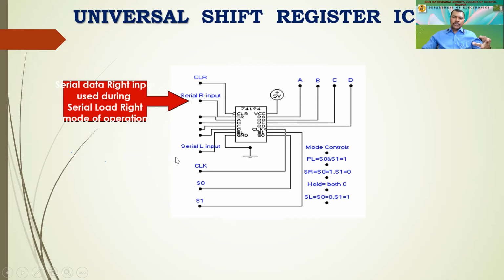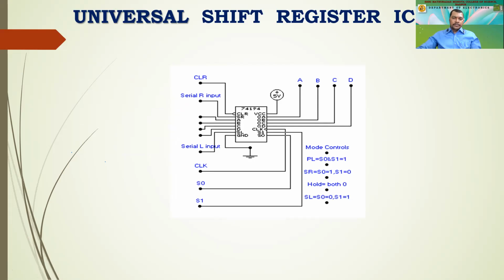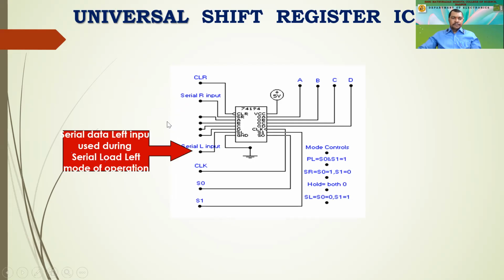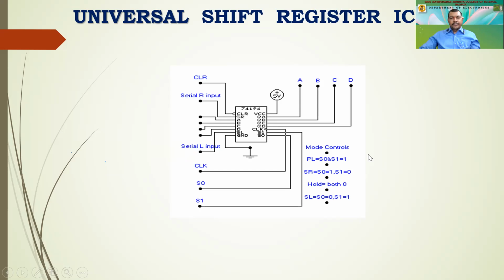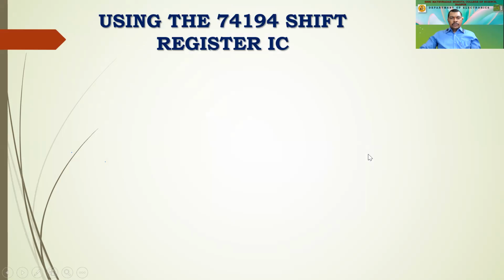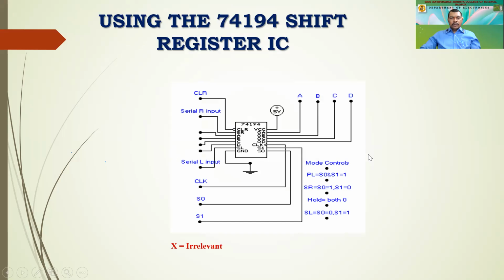We can have serial input, serial output data. We can have parallel in, parallel output data. Everything we can have in this particular IC. We need not make anything. So serial data left input is used during serial load left mode operation. Whenever we use the serial left input, the data is shifted left. If you want right, then we are shifting the data to the right.